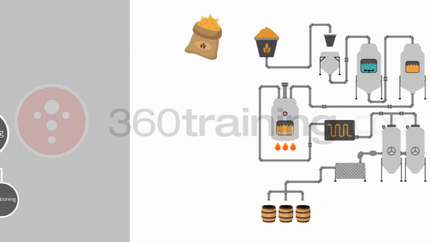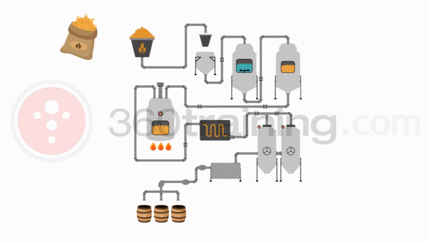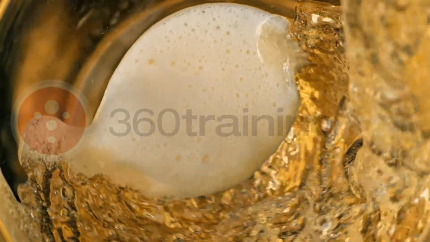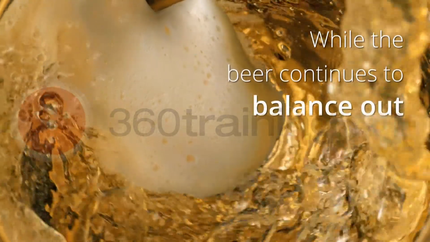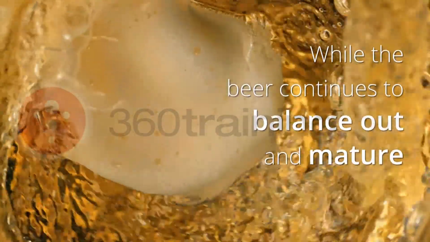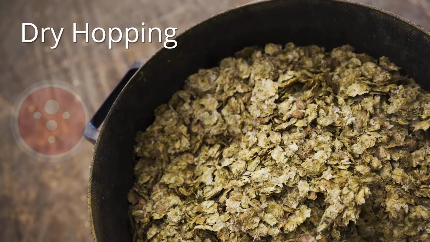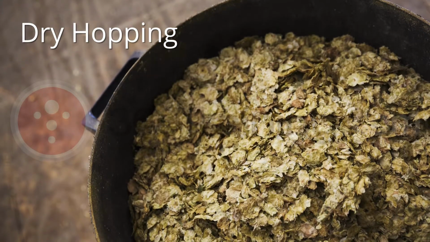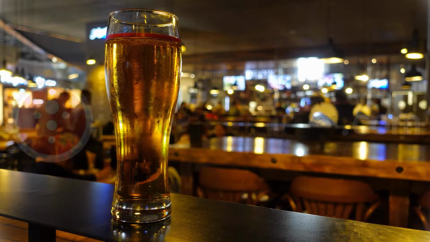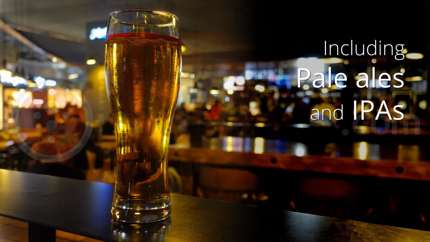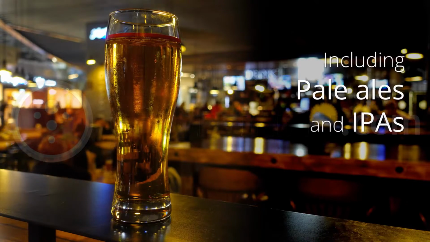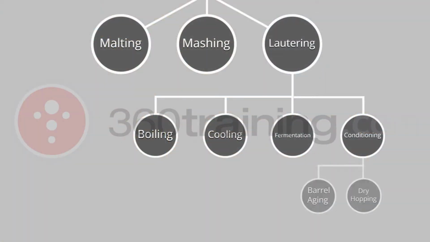Conditioning. After fermentation is complete and its byproducts begin to dissipate, brewers have several different options to select while the beer continues to balance out and mature. In total, this stage can last from 1 to 6 weeks, in some cases even longer. Dry hopping. This is the process of supplementing secondary hops in order to add further hop aromas to beer. Certain styles call for this step, including pale ales and IPAs, but it can also be implemented for other styles of beer as well.